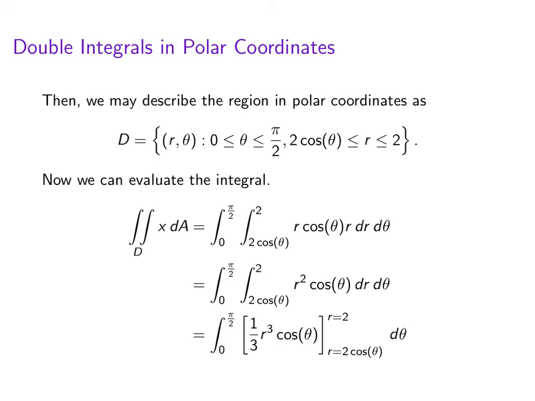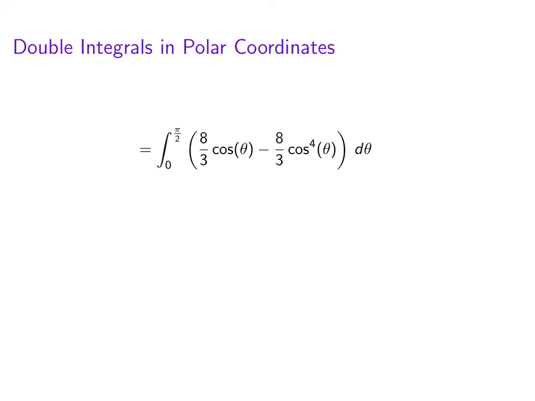And if we integrate, we're just integrating with respect to r, we'll get 1/3 r cubed cosine theta. And then that goes from 2 cosine theta to 2. So now we'll plug in those values of r. When we plug in those values of r, then we'll get this. So we have now the integral from 0 to pi over 2 of 8/3 cosine theta minus 8/3 cosine to the 4th theta.